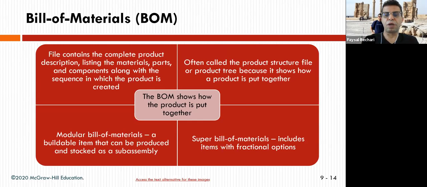So part of the production is that you need to clear the bill of material. Bill of material, say, if I'm making one product, say a bike, for example, the bike is made of plastic tires, made of wood or iron, made of the brakes. These are all things that are called bill of material. So bill of material is a file that contains the complete product description listing the material parts and components along with the sequence in which the product is created. Often called the product structure file sometimes or a product tree because it shows how to produce these things.